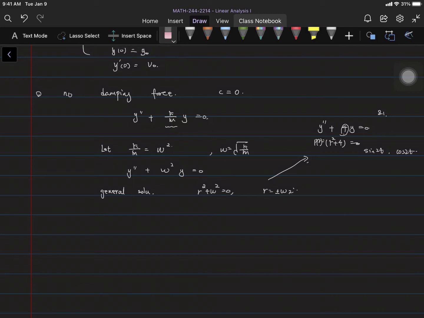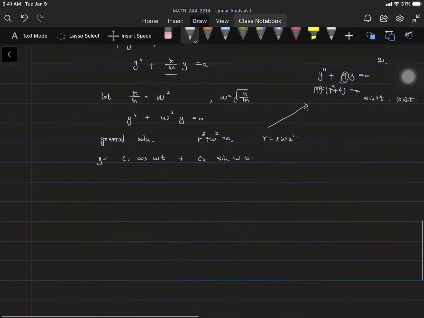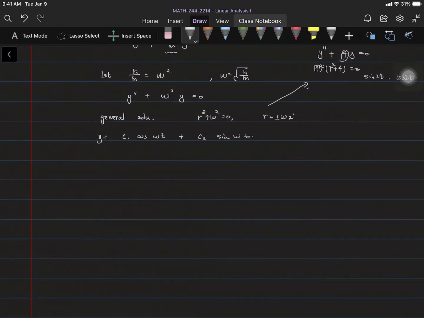So what is the general solution? The general solution should be C1 cosine omega t plus C2 sine omega t, similar to sine 2t, cosine 2t there. Okay, so this is our general solution in this case when there is no damping force. But next, we want to write down our solution in another form, because from this form it's hard to see what is the real position for this object. So we want to change this into another form.